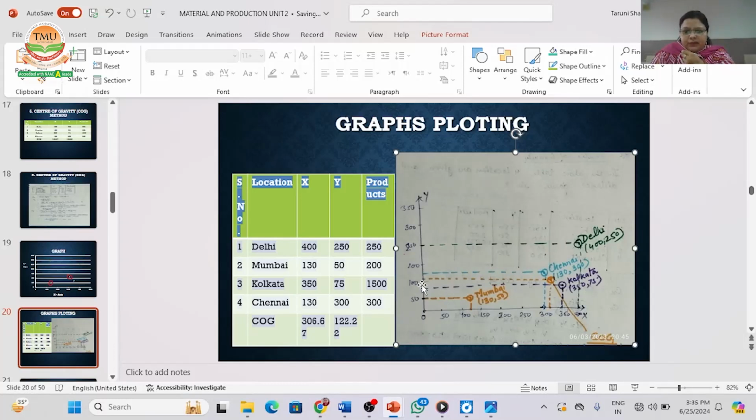306. After here we can see that this is the 306 point. This one is the center of gravity. Here you can see on the x-axis it is 306, and here you can see this is 122. So the y-axis is 122 and the x-axis is 306. We will plot it in the orange color, and this is the actual COG, or we can say center of gravity. So this is the method of center of gravity. I hope you understand it.